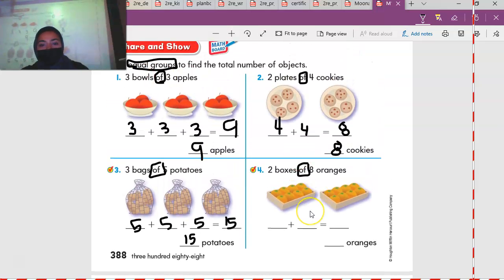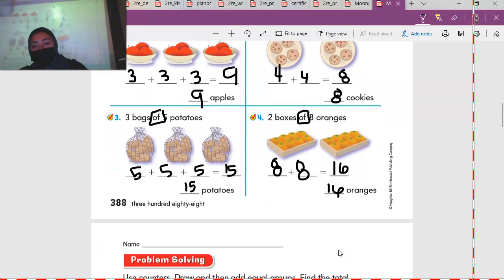All right, now let's look at number 4. We have 2 boxes, and each box has how many oranges? 8 oranges. 8 plus 8 is? Very good. That's a doubles fact. 8 plus 8 is 16, so there are 16 oranges in all.